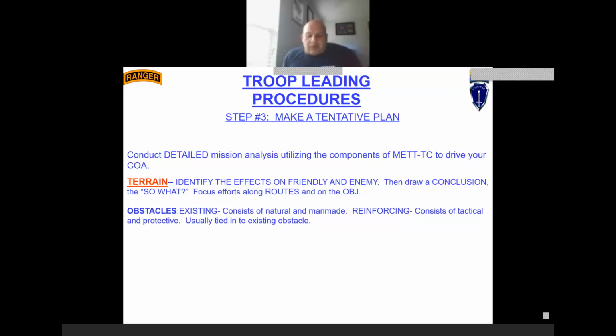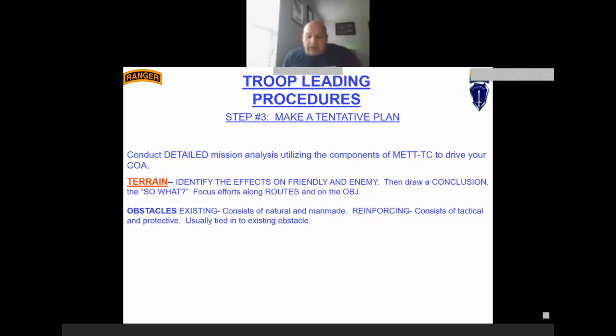This aspect is mission analysis addressing the military aspects of terrain: observation and fields of fire, avenues of approach, key terrain, obstacles, cover and concealment. We analyze the terrain. We need to draw conclusions based off the effects on friendly and enemy forces.